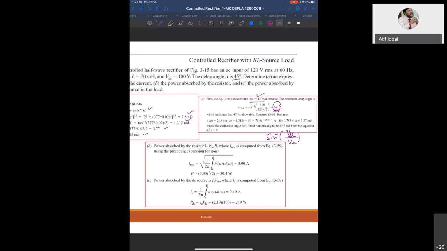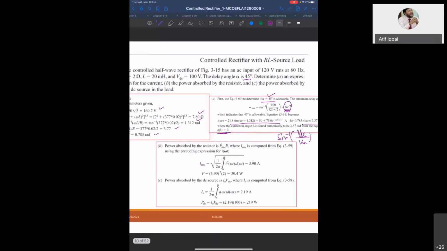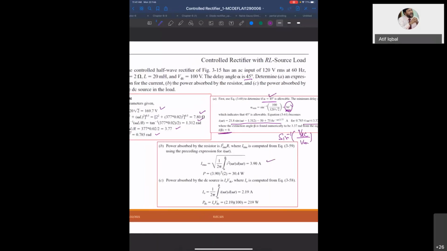Now you substitute everything in the current equation. You get this as your current equation, and then you solve this for beta, with the current equal to 0, and then you get the limits alpha and beta. Then you find the RMS. From there you find the power loss, and this is the average current. This is the power absorbed by the battery. Okay, clear?